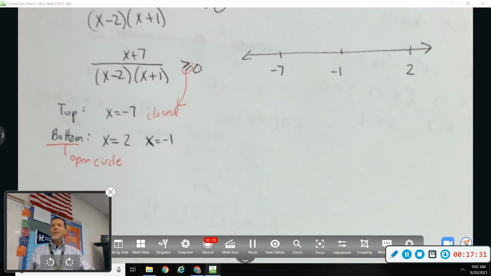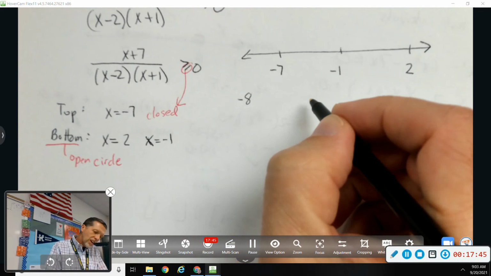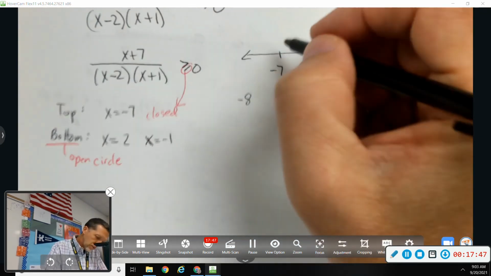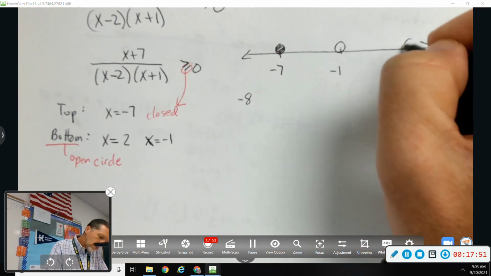What matters more is that you space them out so that you have room to show your work. So don't worry about putting all the hash marks on and making it look pretty. You just need to put them on there in the right order, preferably spaced out, so that you can check the intervals. Oops, we said negative 7 was closed. Negative 1 and 2 were open.